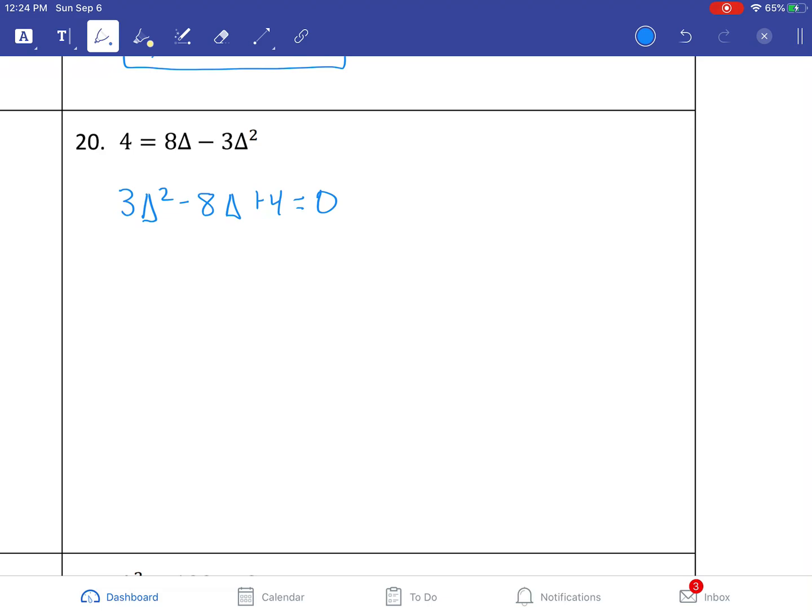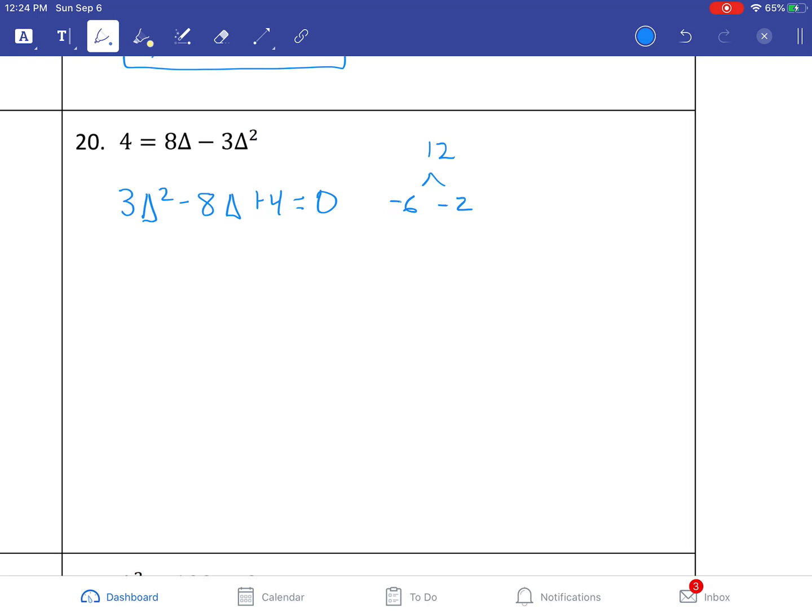So advanced factoring, we got 3 times 4, which is going to give you 12. We want to find out, are there any terms that, when they multiply, give you 12? And will also add to negative 8? And in fact, there's negative 6 and negative 2. Negative 6 times negative 2 gives you positive 12, and negative 6 minus 2 gives you negative 8, so that would work.